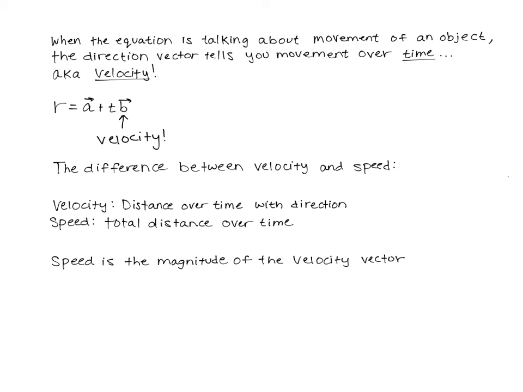The idea is that when we are talking about the movement of the object, we're talking about movement over time. Well, movement over time, distance over time, is velocity. So the key is that not only does this vector tell us direction, but it can also tell us velocity. Now, there is a very important difference between velocity and speed. Velocity is going to be that vector right there. It's telling you what distance you are going in each direction. So direction is a key part of velocity. Velocity is not just a number. It's telling you the direction that you're moving. Speed is your total distance over time.